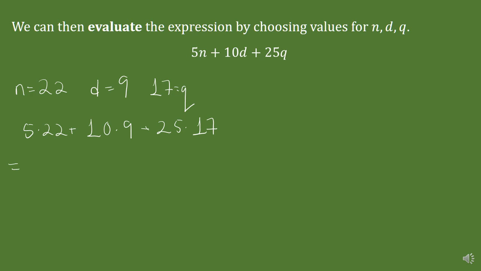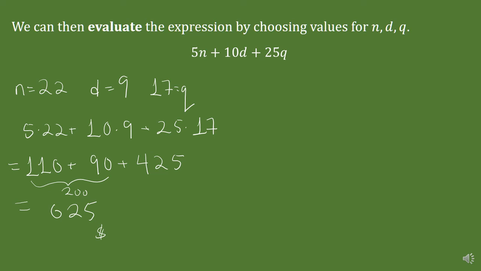Let's see if I can do this right the first time. So 5 times 22 is 110. Just stop me if I get something wrong here. And then that's 90. That was easy. And then 25 times 17, I want to say 425. So about 425. Okay. Let's see, if you add that up, well, these two are 200. So that's 625, which would be $6.25 in this context. But then, that doesn't mean that these numbers are the numbers forever.